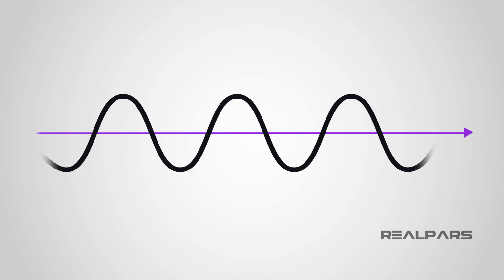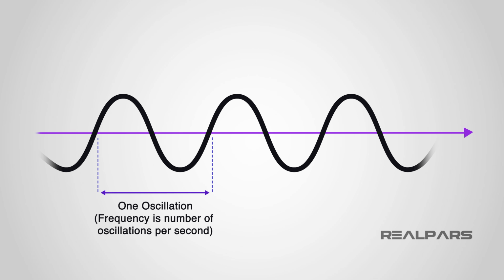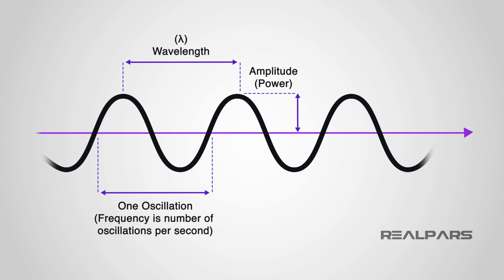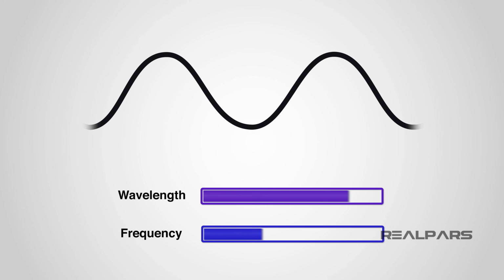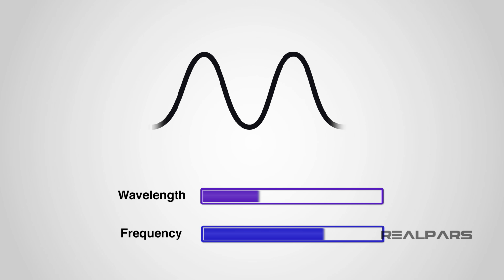A wave can be identified by its frequency, measured in oscillations per second, its wavelength, measured in units of length, and its amplitude, or power, measured in decibels or meters. This means the wavelength is inversely proportional to frequency, in that a longer wavelength will result in a lower frequency, and a shorter wavelength will result in a higher frequency.